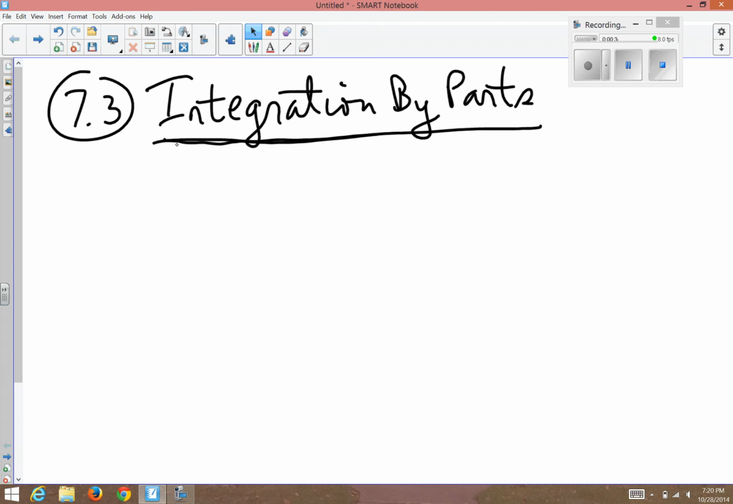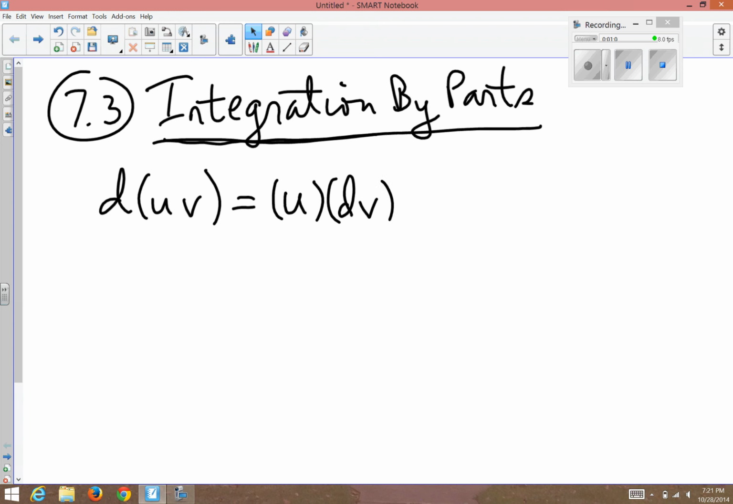I'll repeat, we use this method if integration by substitution does not work. Integration by parts comes from the formula for the derivative of a product. The derivative of a product is the first times the derivative of the second plus the second times the derivative of the first.